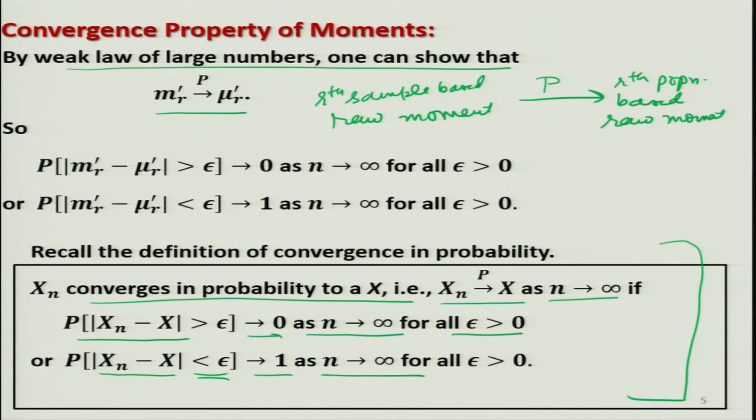That means the probability that the absolute deviation of m r prime and mu r prime is greater than epsilon tends to 0 as n goes to infinity for all epsilon greater than 0, and the probability that the absolute deviation between m r prime and mu r prime is smaller than epsilon goes to 1 as n goes to infinity for all epsilon greater than 0. So, this means if you increase the sample size, your rth sample based raw moment will converge to the rth population based raw moment.